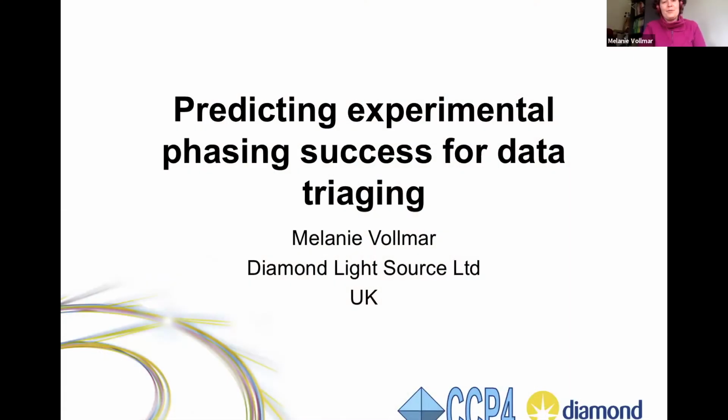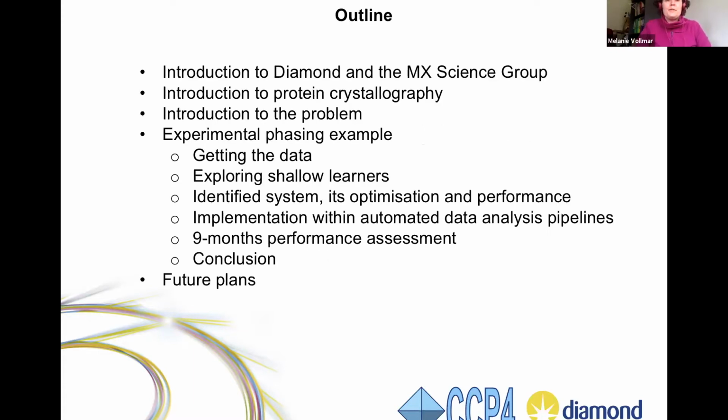So I'm trying to introduce you to the ideas we have regarding data triaging, in particular for experimental phasing. A little bit of an outline for what I'm going to talk about: the introduction to DIAMOND, protein crystallography, what that is, what problem we have, and why we think machine learning could help us. I'll give you an example of what we've done so far, and other ideas we have to use machine learning.